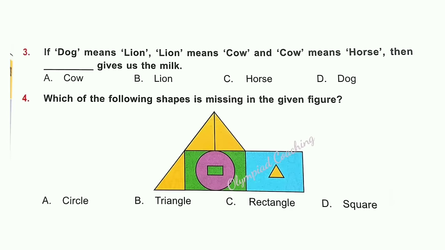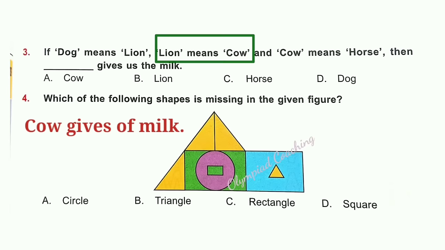Question number 3. If dog means lion, lion means cow, cow means horse, then which gives us milk? We know that a cow gives us milk. But in this puzzle, lion means cow. The word lion means cow. So option B is correct, lion.